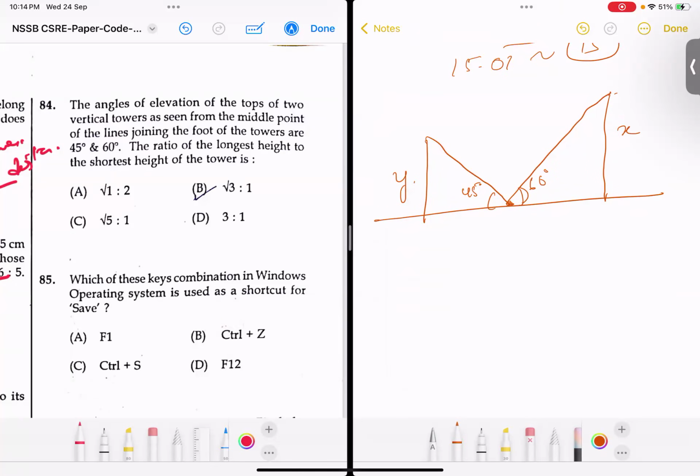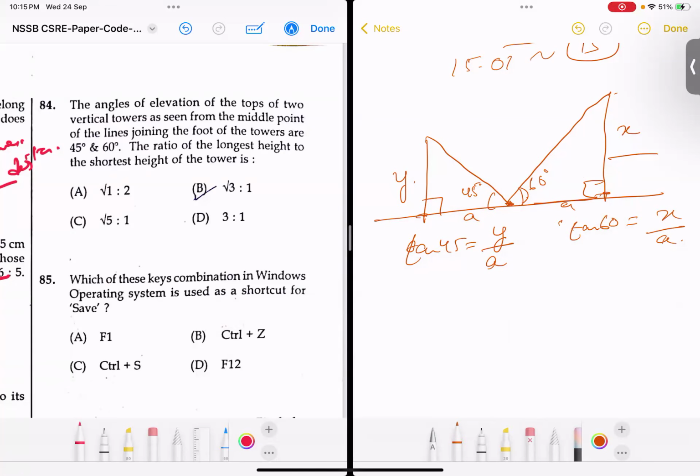Now, since this is the midpoint of this line, we'll just consider this as A, okay? Now, for this, tan 45 is equal to perpendicular by base, right? Similarly, for this right angle triangle, tan 60 degree is equal to perpendicular x by base, right?